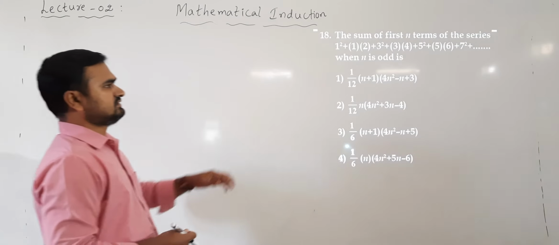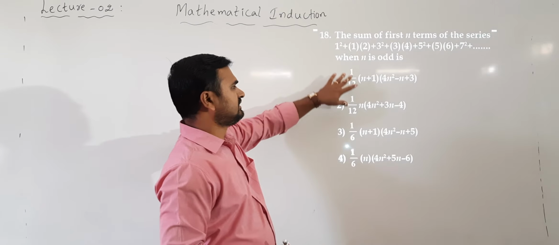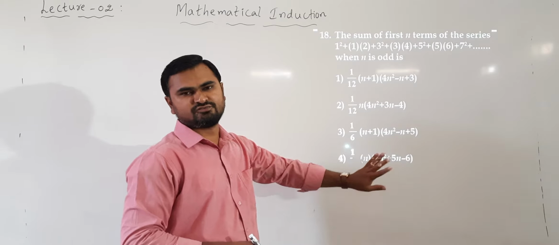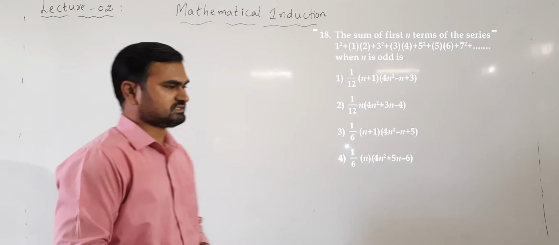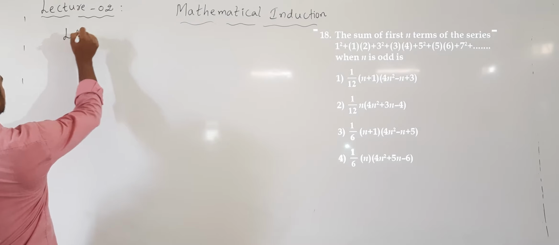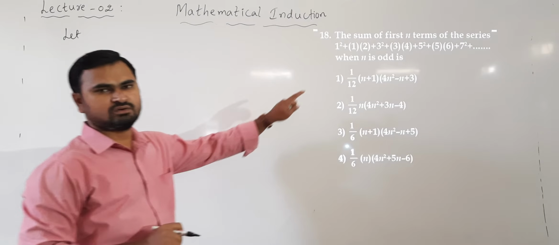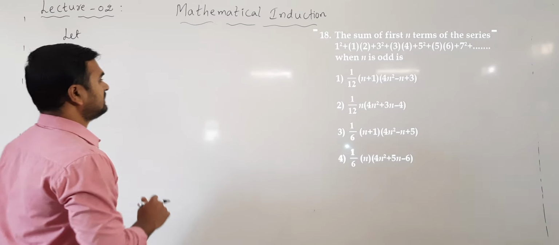So here we can see up to n terms we are finding the sum. So the problem is in terms of n. Options are also given in terms of n. So for such problems we solve by using verification. So let us take some values for n. Now what values of n can we take? Only odd numbers we can take. So don't take even numbers. Take only the odd numbers.